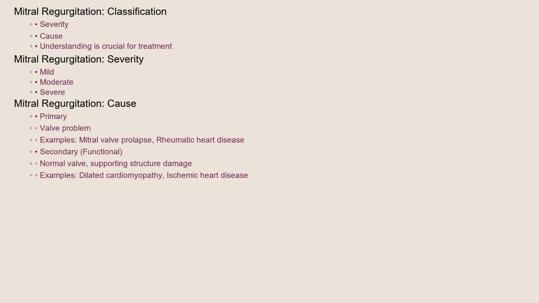Mitral regurgitation can be classified based on its severity and cause. Severity is graded as mild, moderate, or severe. The cause can be primary or secondary. Primary mitral regurgitation involves a problem with the valve itself, such as mitral valve prolapse or rheumatic heart disease. Secondary or functional mitral regurgitation occurs when the valve is normal, but the supporting structures are damaged or distorted due to conditions like dilated cardiomyopathy or ischemic heart disease. Understanding the type and severity is crucial for determining the best course of treatment.